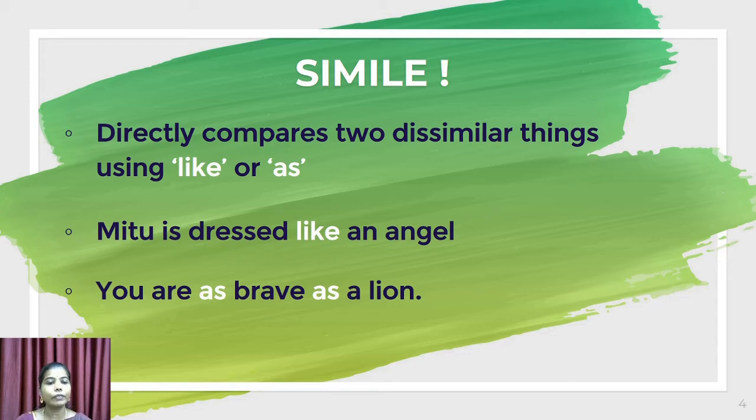So here I have given two examples. Mittu is dressed like an angel. So Mittu is a girl. She is dressed like an angel. So here Mittu is compared to an angel by the usage of simile like. Likewise, in the following example, you are as brave as a lion. So a person is compared to a lion because of his bravery by the usage of the word as.